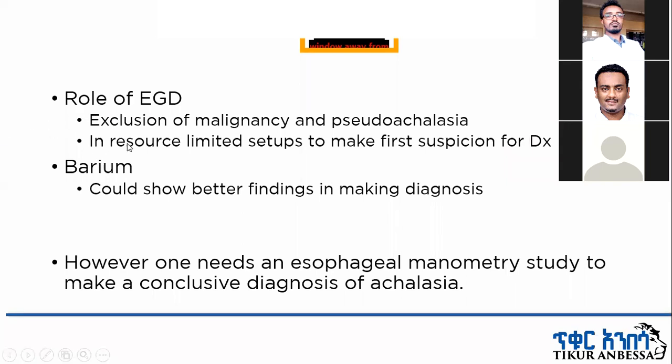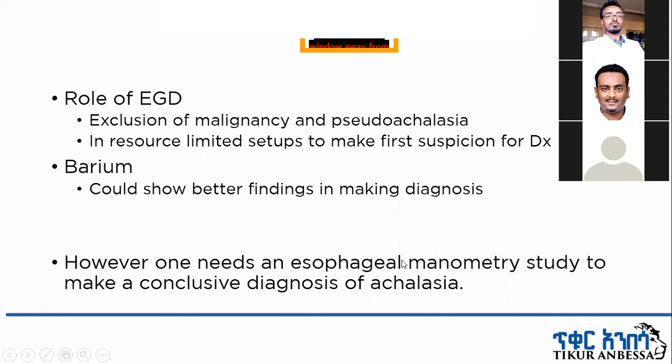So the role of endoscopy in achalasia is actually to exclude malignancy, and pseudoachalasia is any condition which causes obstruction in the lower esophageal sphincter area. It could be malignancy from the stomach, which might appear like achalasia. So in setups like ours, where there is a lack of motility study, it's the first investigation to make a diagnosis or suspicion for a diagnosis of achalasia, actually.